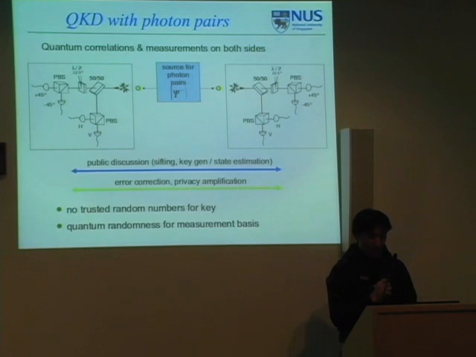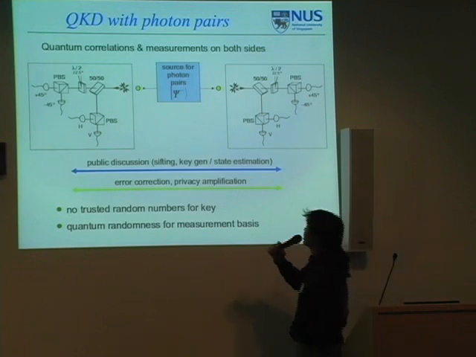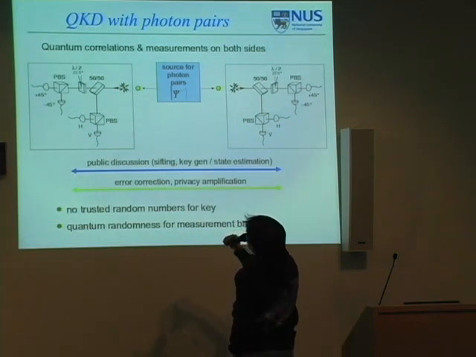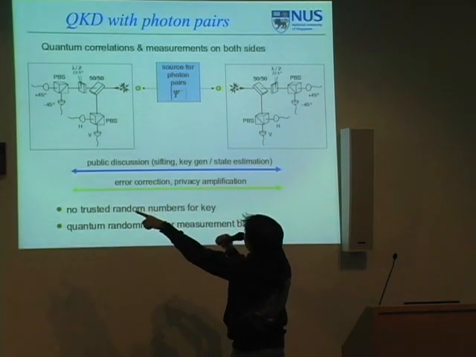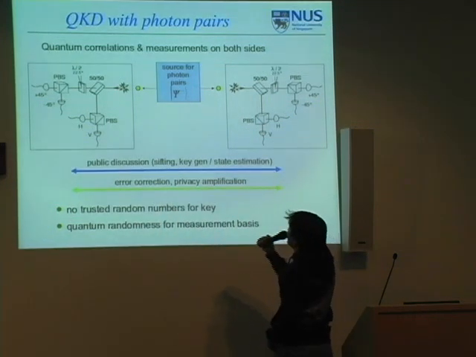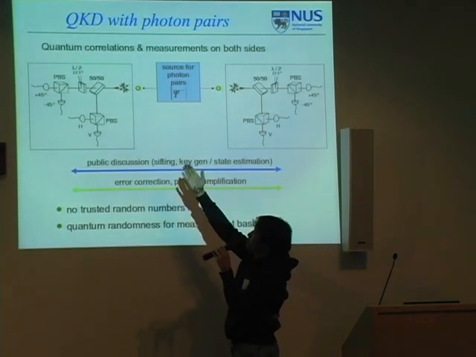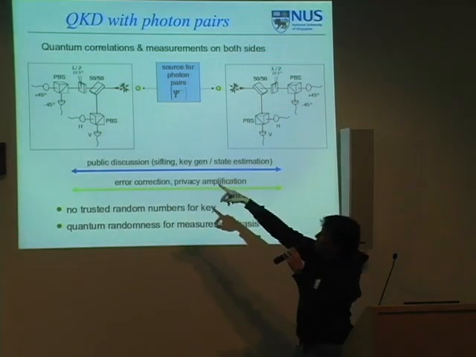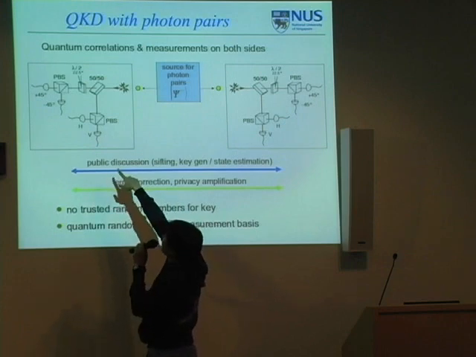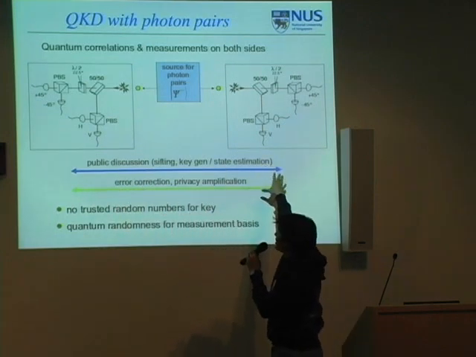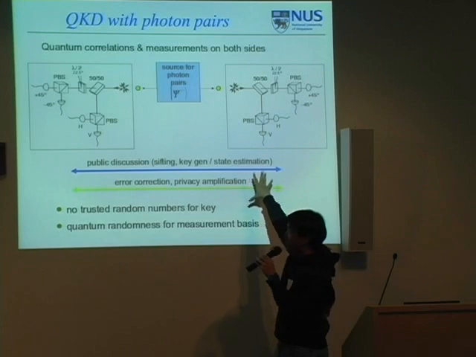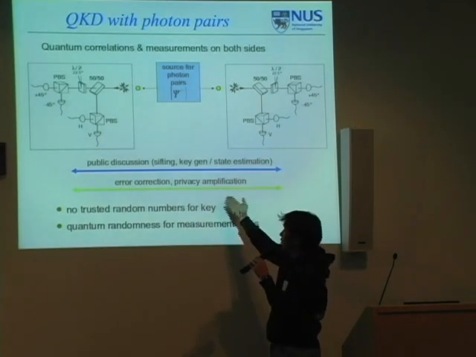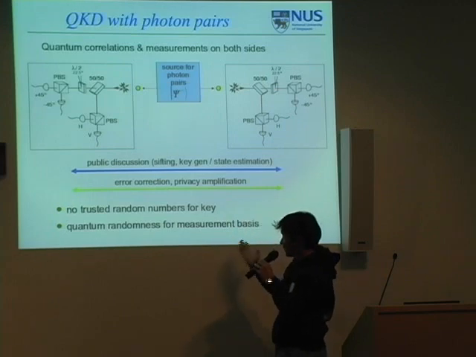So how do you do QKD with photon pairs? Imagine you have a source of photon pairs in the center. One of them is sent to Alice and one of them is sent to Bob. Then again, you just do a passive choice of measurement basis. So Alice can choose to measure in plus minus 45 or HV, same for Bob. And then they continue as in BB84, the public discussion of whether they chose the same basis. And then you do error correction and privacy amplification.